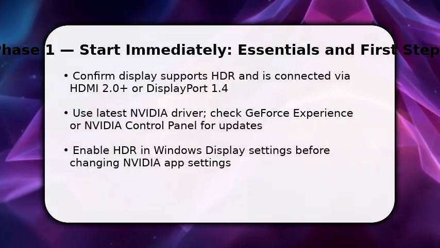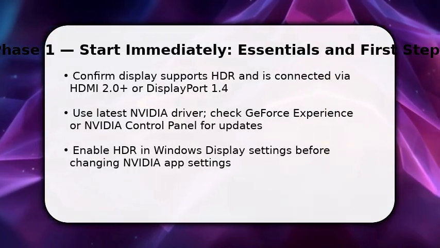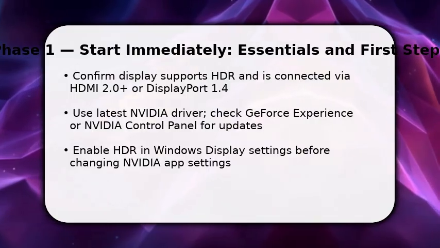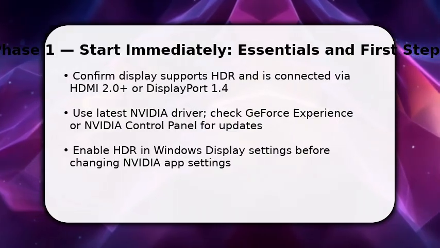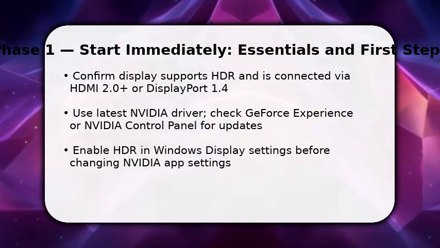Make sure Windows HDR is enabled in Settings, System, Display. The Nvidia app reads that state. You do these steps first because driver and OS settings must agree. Skipping them causes missing options or washed-out colors.